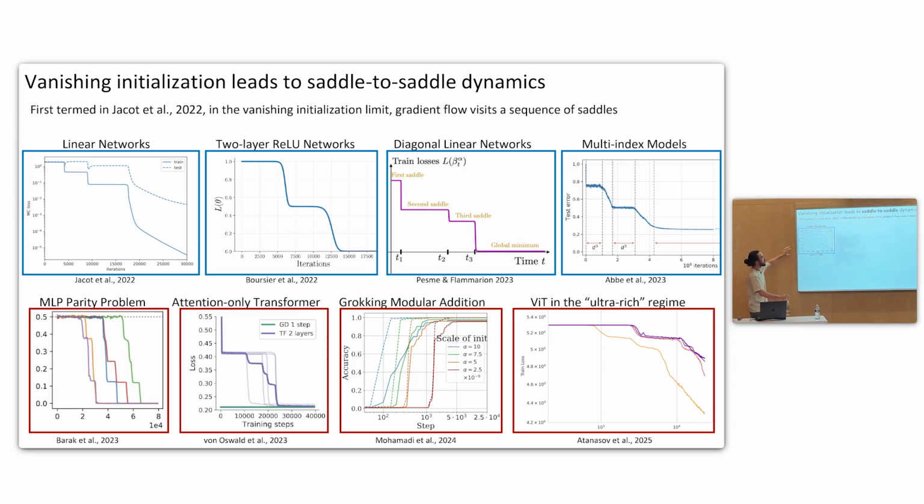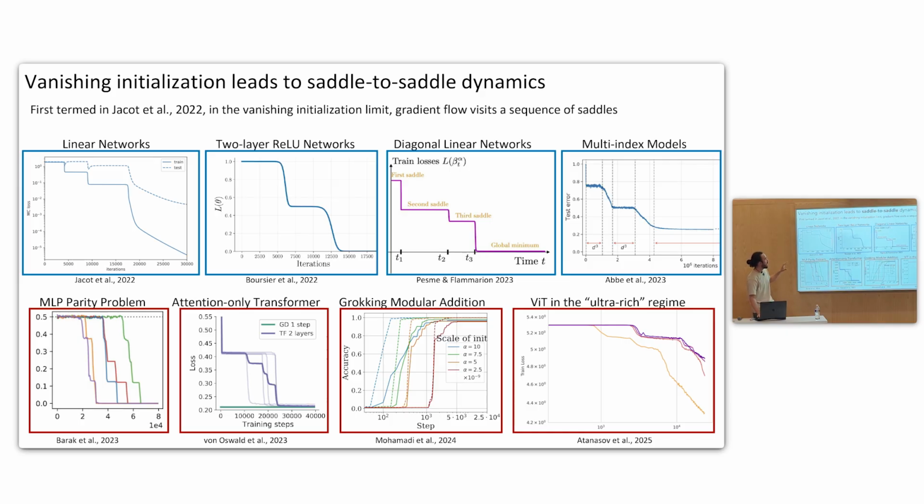So the idea was first, I think, termed in this 2022 paper studying linear networks, where they said, look, in the vanishing initialization limit, gradient flow goes through a sequence of saddle points in a linear network. And this idea was then explored in a bunch of other settings like ReLU networks, diagonal linear networks, multi-index models, and also studied in more empirical settings like modular addition, or Jamie has a paper on this ultra-rich regime in a ViT.